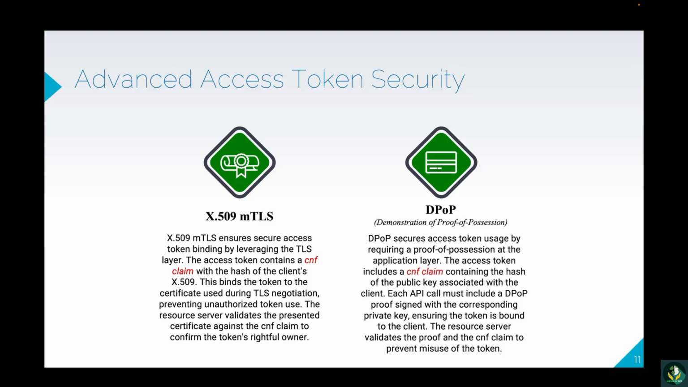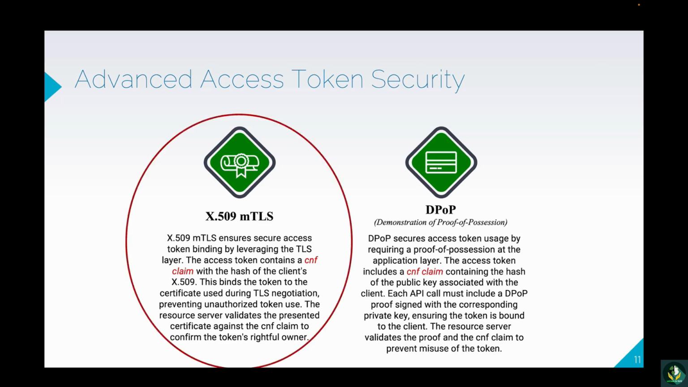In contrast, DPoP operates at the application layer. To start, the client generates a key pair, a private key and a public key. The access token includes a CNF claim containing the hash of the client's public key. For each API call, the client must provide a DPoP proof, a signed JWT generated using the private key, corresponding to the public key in the CNF claim. The resource server validates the DPoP proof and the CNF claim to ensure that the token is bound to the client and cannot be misused. This approach doesn't rely on the transport layer, but instead uses cryptographic proofs at the application layer.